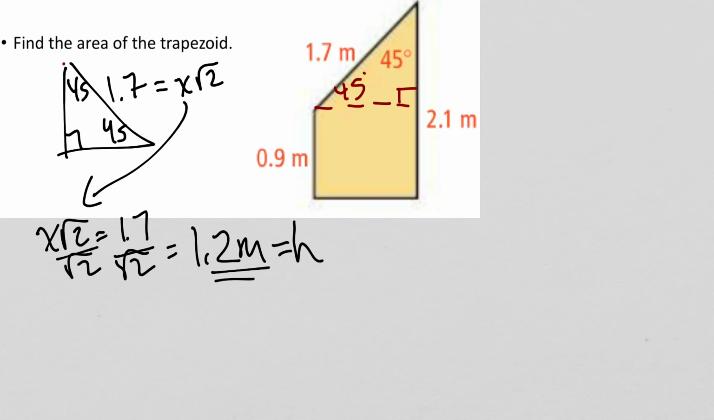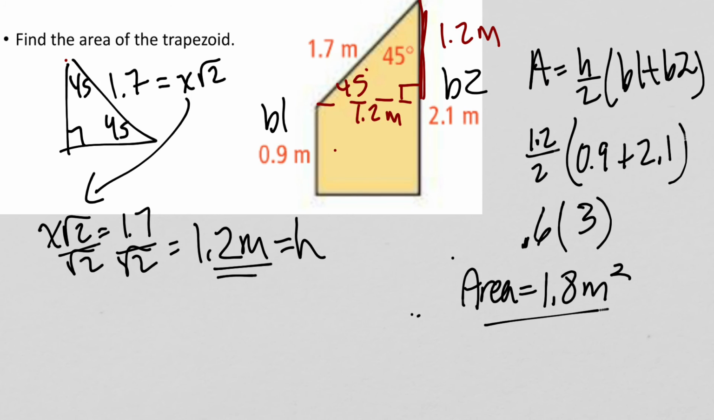So that's my height. This is my bases, base 1, base 2. And I just realized I could have found the height by doing 2.1 minus 0.9, because from here to here, that was dumb of me, is 1.2, which makes this 1.2 also. But we still got the height. All right, so let's plug it in our area formula. Okay, plug everything in, do the parentheses first, division, multiply, get 1.8 meters squared for the area of this trapezoid.